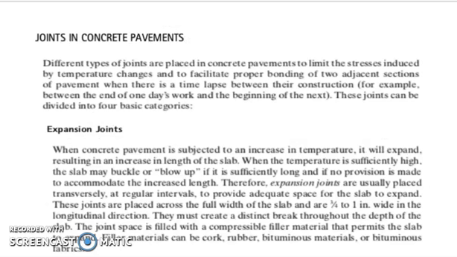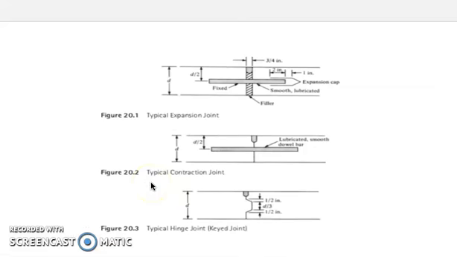Then we have joints in concrete pavement. There are different types of joints that are placed on a concrete pavement. The main objective is to limit the stresses induced by temperature changes and to facilitate proper bonding of two adjacent sections of pavement when there is a time lapse between their construction, for example, between the end of one day's work and the beginning of the next. These joints can be divided into 4 basic categories.